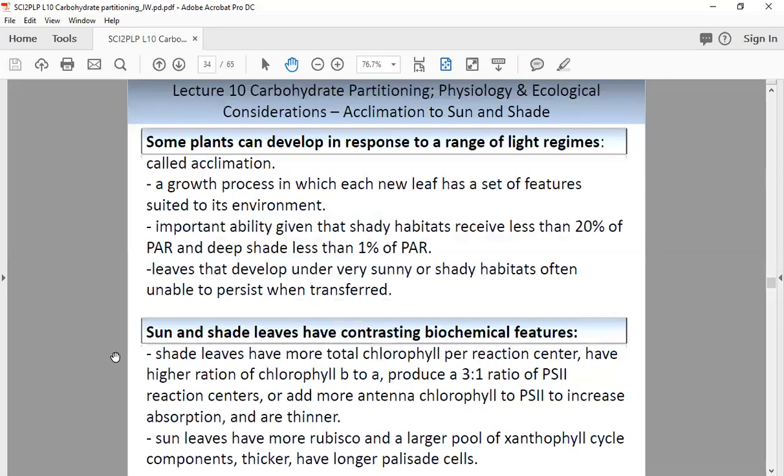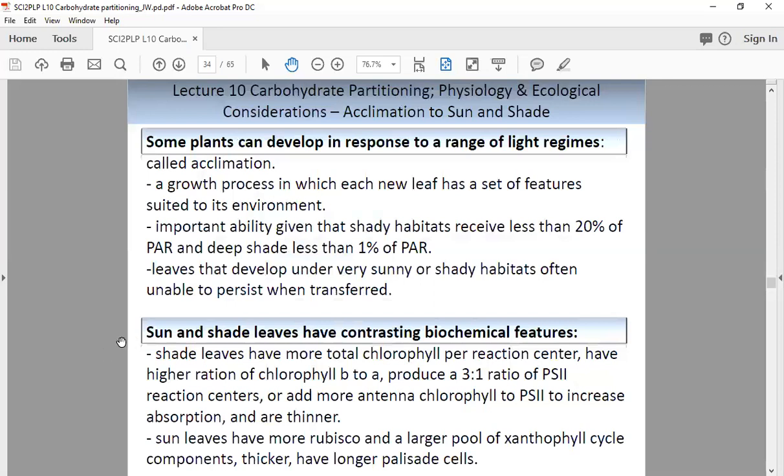Some plants, of course, are not able to acclimate at all, which means that they are adapted to either a sunny or a shady habitat, and they lack the plasticity required to acclimate. So they lack that ability to adapt morphologically and biochemically, and of course this all relates to gene expression.